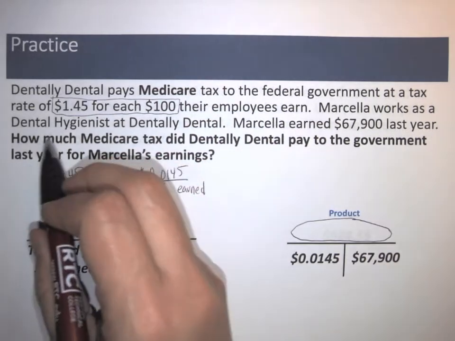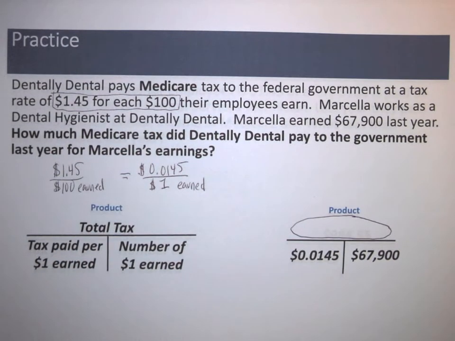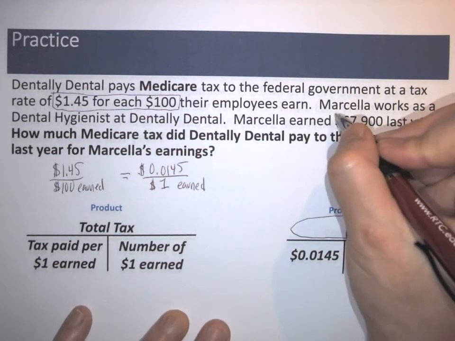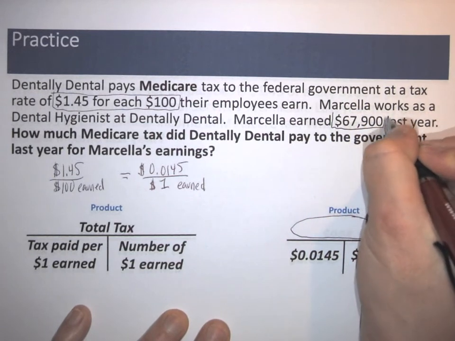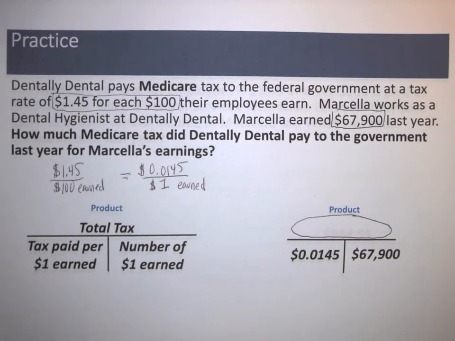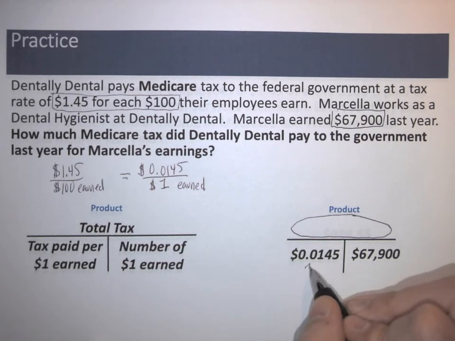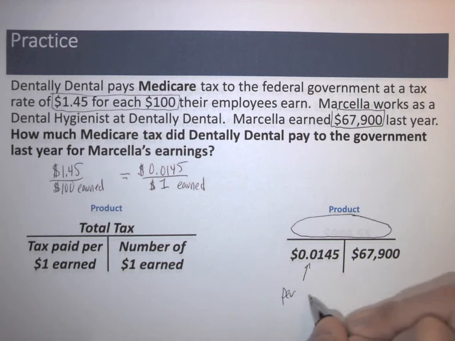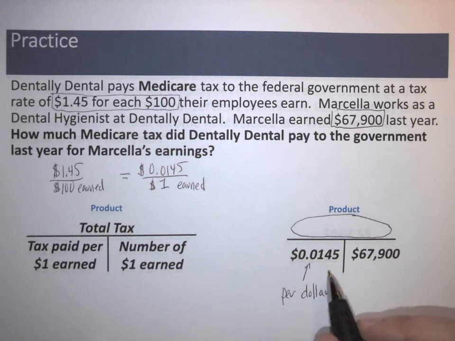So Marcella works as a dental hygienist at Dentally Dental. She did earn $67,900 last year. How much Medicare tax did Dentally Dental pay to the government last year for Marcella's earnings? So Medicare, like Social Security, is something where both the employee and the employer are paying. And so all we need to do is say this is how much they're paying per dollar, and this is how many dollars.